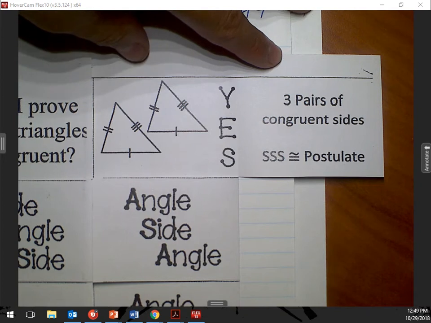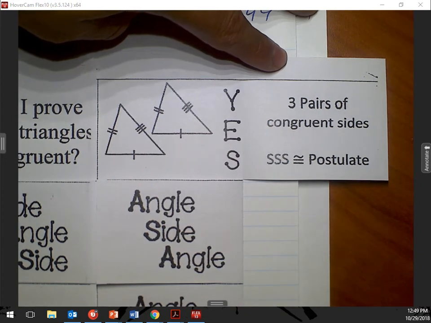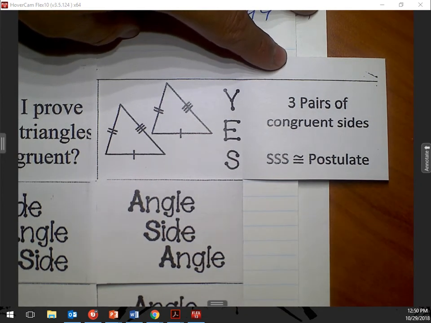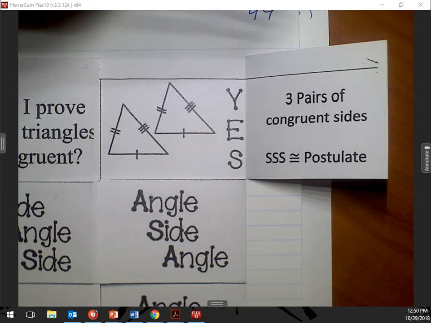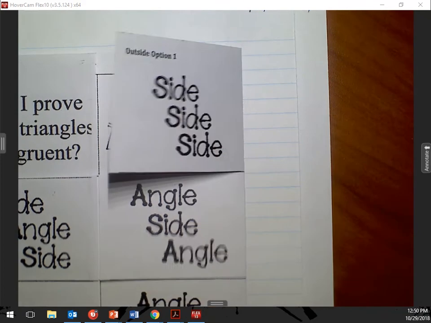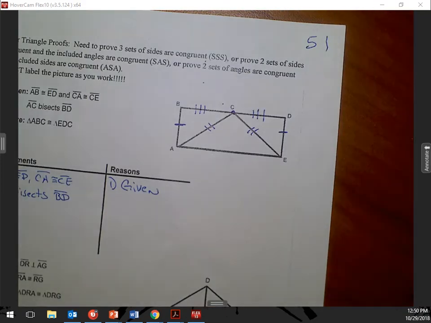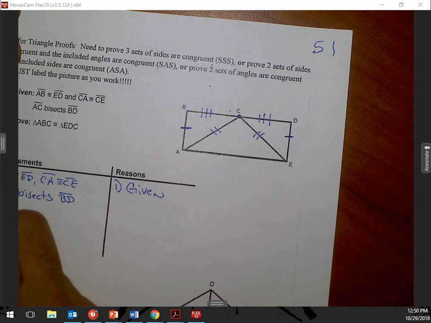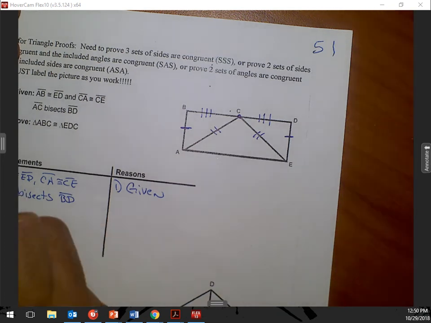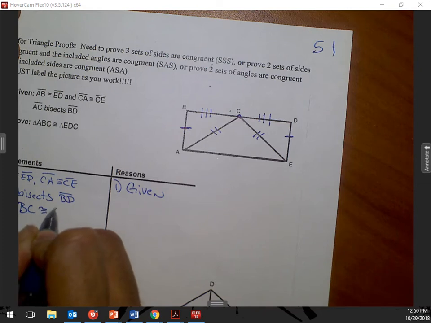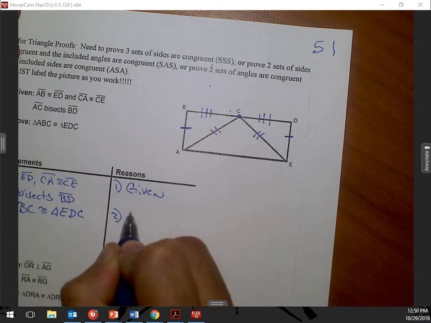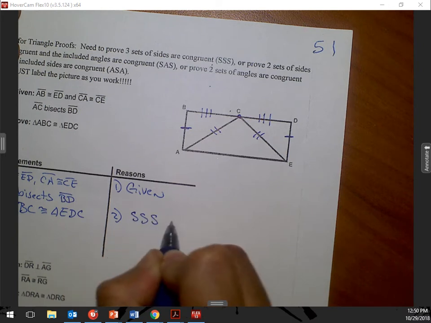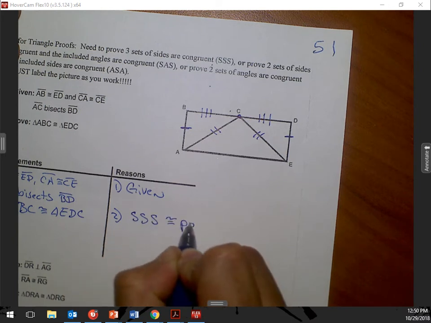Okay, so here is my talkie. 3 pairs of congruent sides are congruent to each other, yes? Yes. So what is my reason? So are these two triangles congruent? Yes, they are going to be congruent by how? Say it. Side, side, side postulate. Very good. So I'm going to say to my statement, triangle ABC is congruent to triangle EDC. I'm going to say that's going to be side, side, side, congruent postulate.